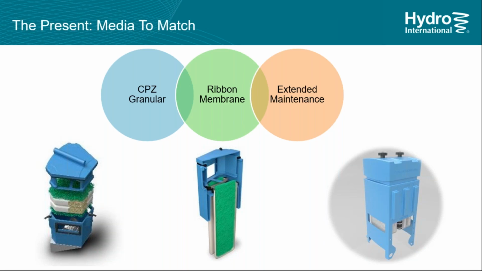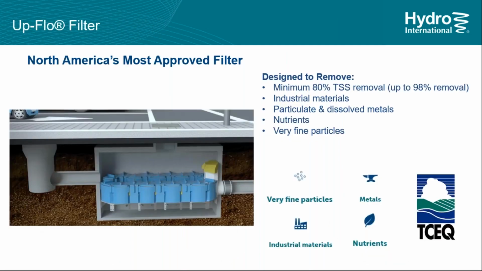And then the newest version of the Up-Flo filter is the EMC, the extended maintenance cartridge. It takes that membrane filter but introduces a backwashing system so that we're flushing it and increasing the longevity of each ribbon. Which leaves us today with the Up-Flo filter, which has more approvals than any other filter in North America. And it addresses the 80% TSS reduction requirement by TCEQ.